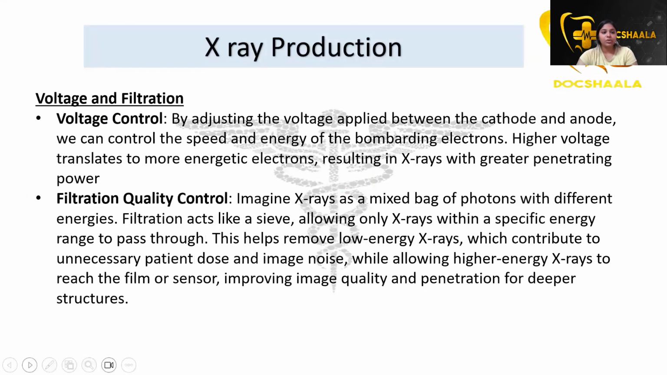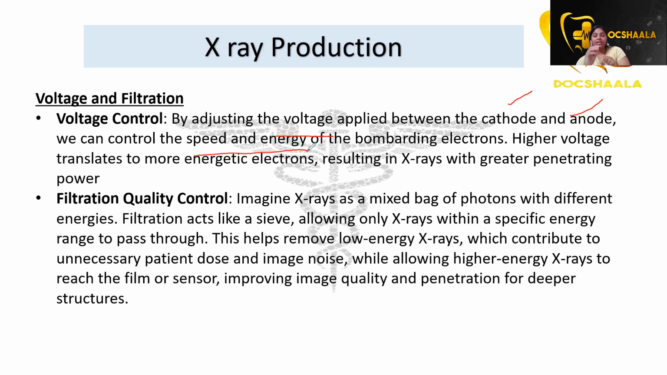Then coming to the voltage and filtration. How much voltage is required for these electrons to generate X-rays? It depends upon the adjusting of the voltage. The voltage is adjusted between the cathode and anode. By this, the speed and energy of the bombarding electrons can be controlled. The higher voltage translates to more energetic electrons, resulting in X-rays penetrating with greater power.